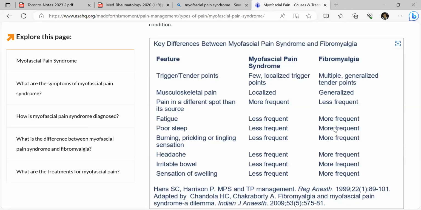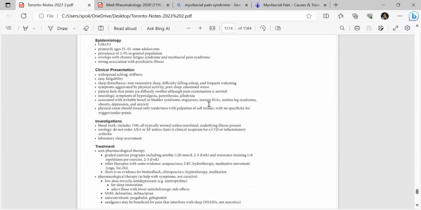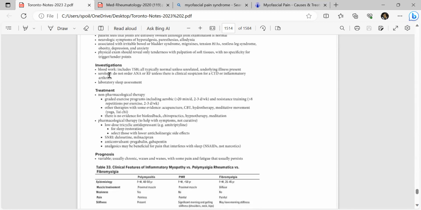Okay, the sleep. Everything is more frequent here, like burning, prickling, tickling, just paresthesia. And headache will be there, which we just discussed. Depression, tension headache, migraines will be there, irritable bowel syndrome and irritable bladder will be there, restless leg syndrome will be there, depression, obesity and anxiety will be there, and physical examination will only reveal tenderness with palpation of soft tissues.